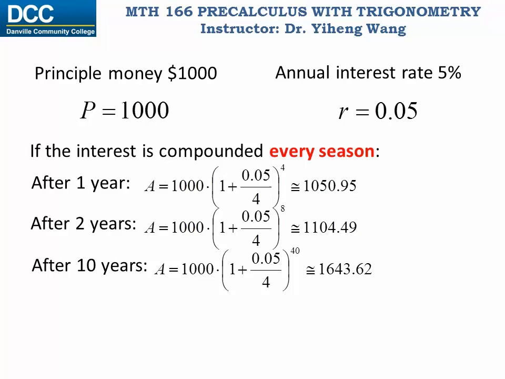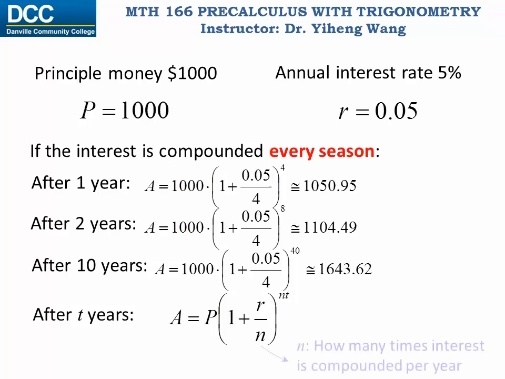So now we can again write a formula to calculate your balance after T years, which is A equals P, again your principal money, multiplied by 1 representing your principal money, plus R over N, and raised to N times T power. So this N here is how many times interest is being compounded per year. So for example, in here, interest is being compounded every season. That's 4 times per year. Therefore, you would have a seasonal interest rate of R over 4. And then this term is raised to N times T power again. That's how many times your money is being compounded during the overall T years.